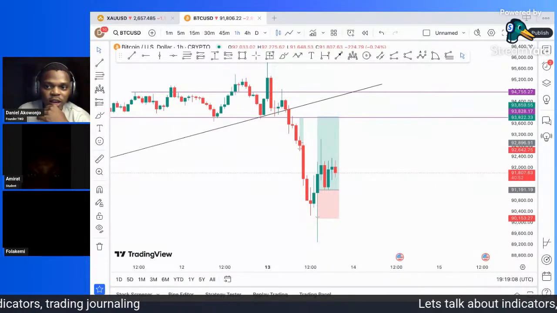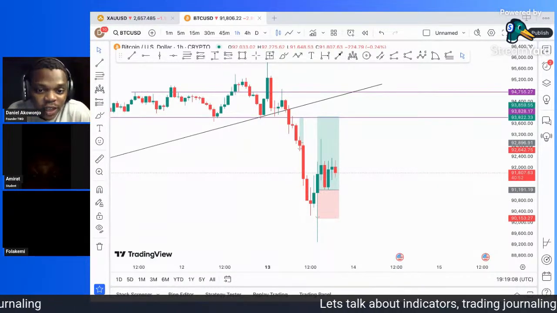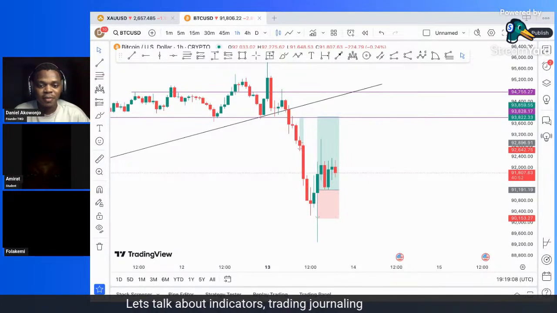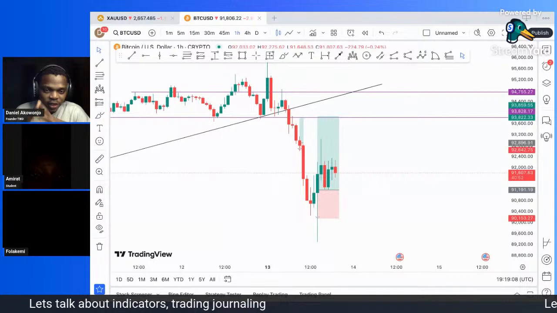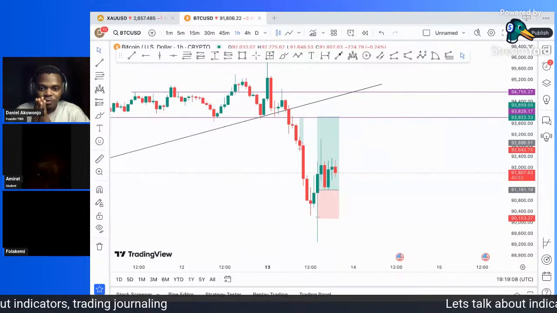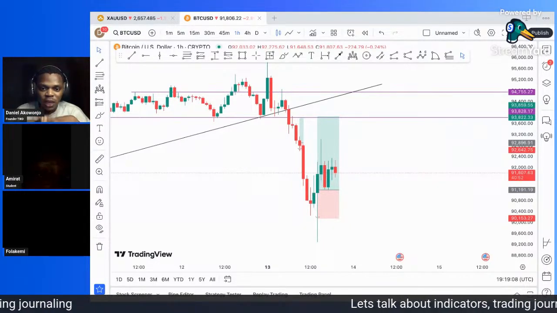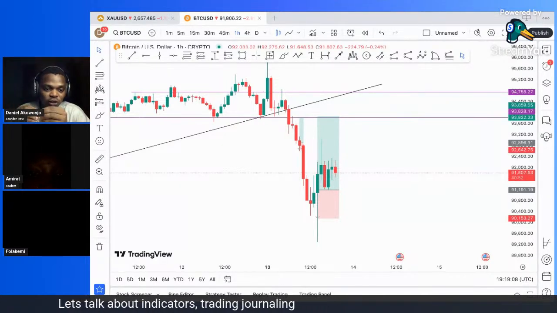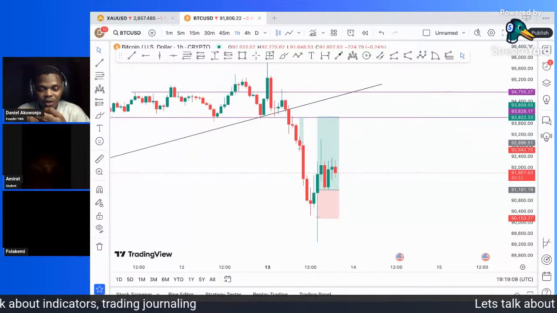When we have imbalance in the market, it gives us the ability to know that this imbalance has happened. Then we can see that price might come back and tap into such zones, and when price taps into such zones, we can have reactions from it.